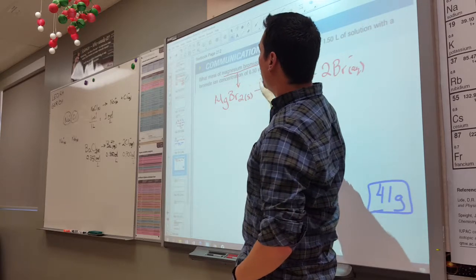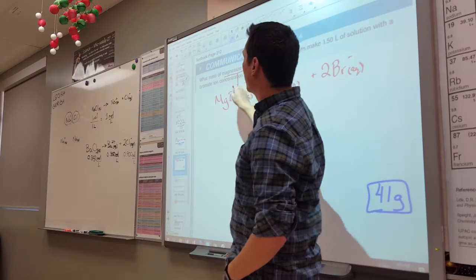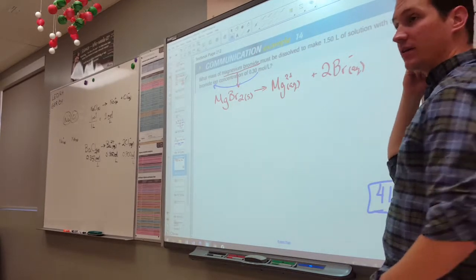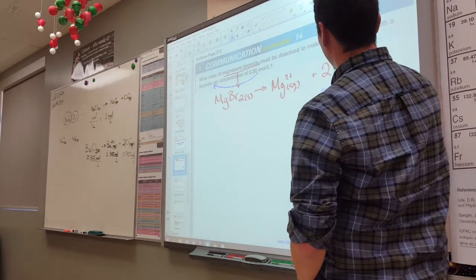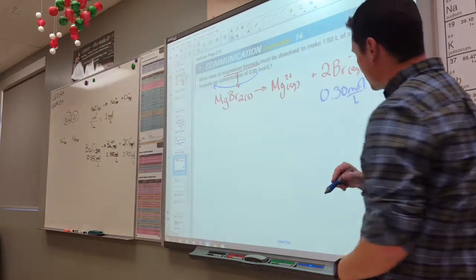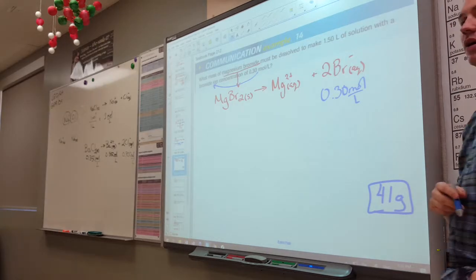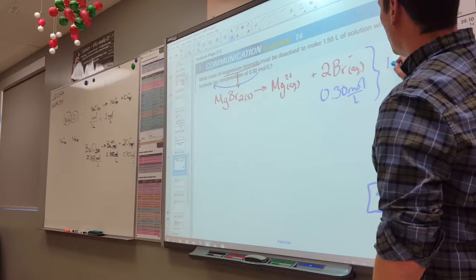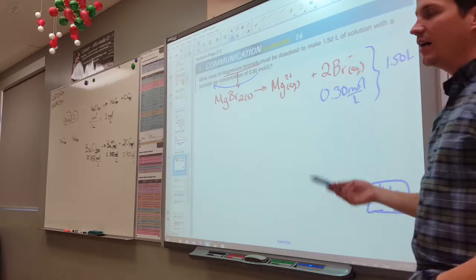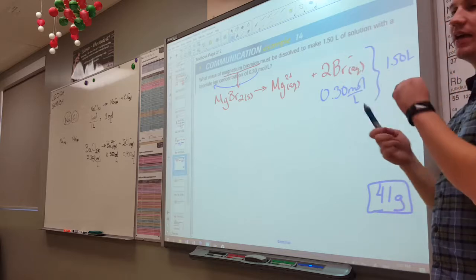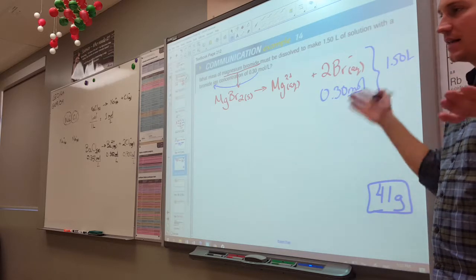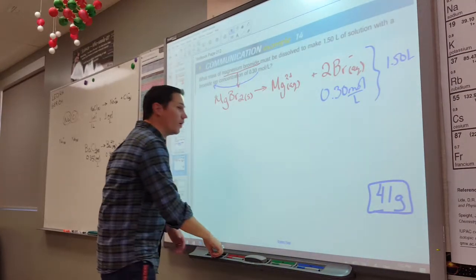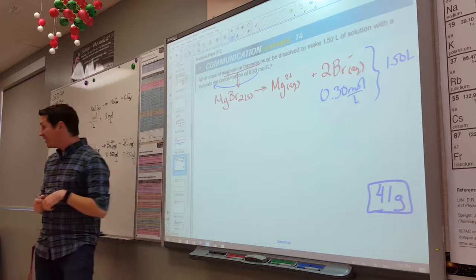It's 0.3 moles per liter of what? Bromide ion. Where do you see bromide ions here? The last one. 0.30 moles per liter of this substance. Now, what you have to understand is the whole solution is in a 1.50 liter container. That information doesn't belong to any one thing. It belongs to everything, right? Everything is contained in 1.5 liters. Okay. Well, that's all we were given.